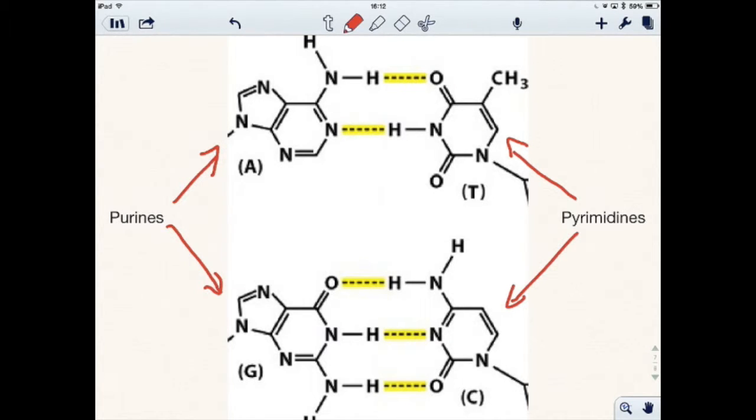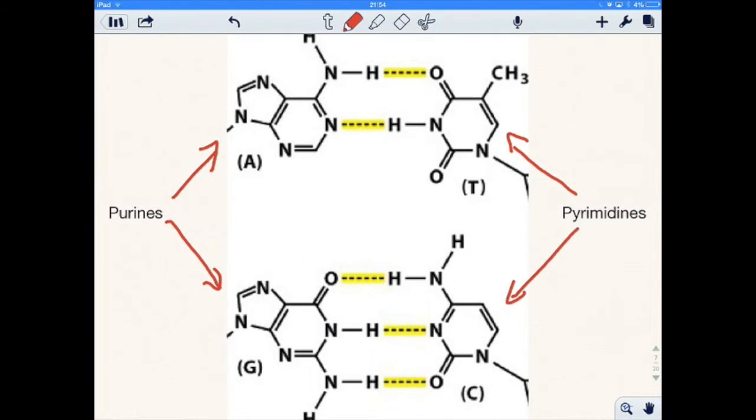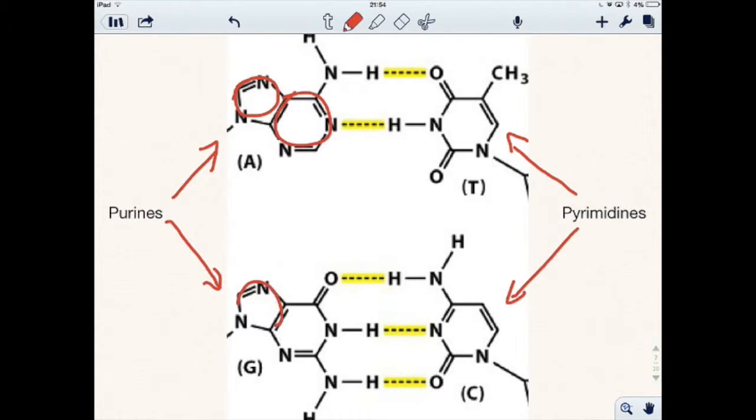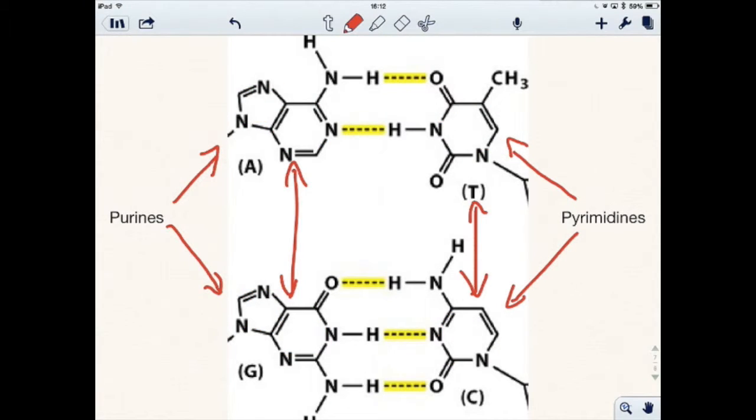The similarity between A and G and T and C is evident. Notice the two-ringed structure of the purines and the one-ringed structure of the pyrimidines. This is an important concept when considering the likelihood of one nucleotide mutating to another, but we'll discuss that later.